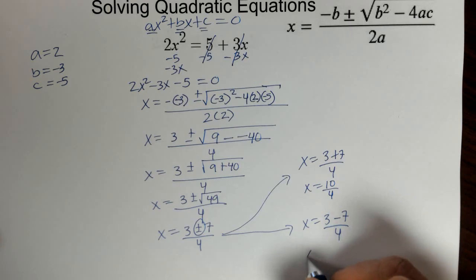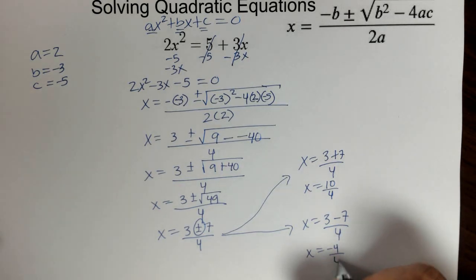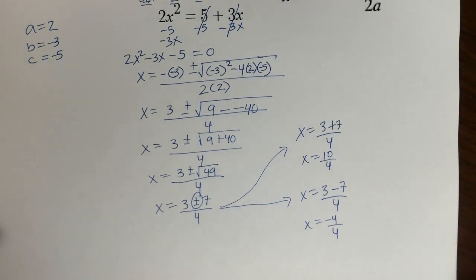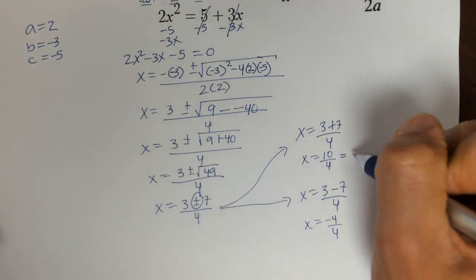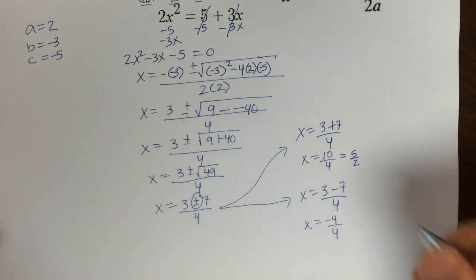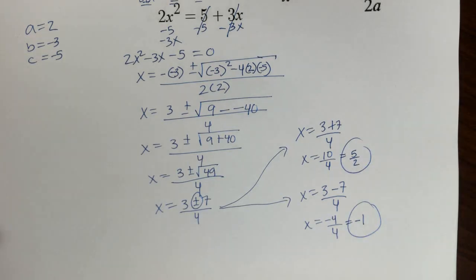And then over here I get 3 minus 7 is negative 4 divided by 4. Now I can always simplify further, right? If I can simplify a fraction, keep simplifying. 10 divided by 4, you can divide both by 2, which turns it into 5 halves. And then 4 divided by 4 is 1. So this gives me a negative 1. Here are my two solutions.